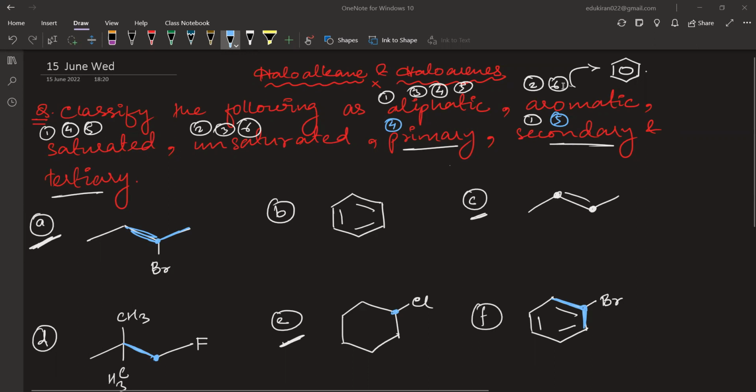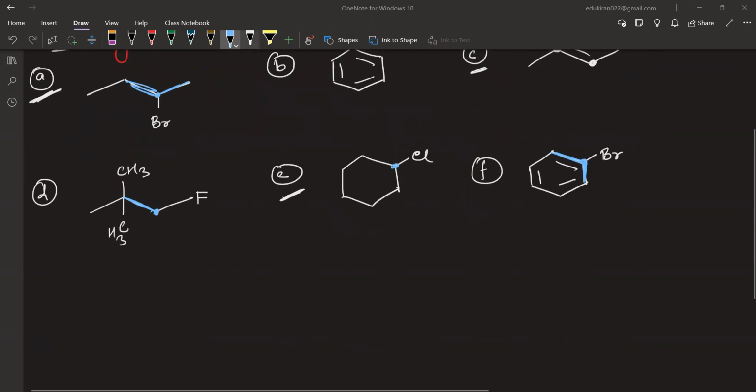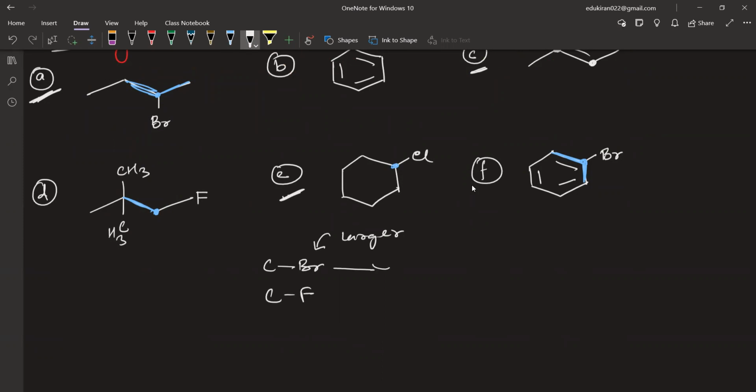Sir, if in D there were two hetero elements, fluorine and bromine, attached to two different carbons, how would we then select the important one? In that case, we will see in this chapter which one will be important. I can give you an answer on the basis of the bond length. If you compare the C-Br bond length and the C-F bond length, the Br is larger in size, right? So that is why it can leave the carbon easily.